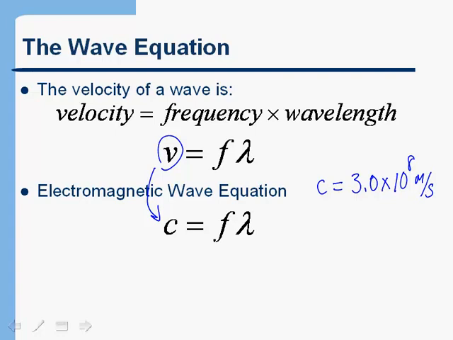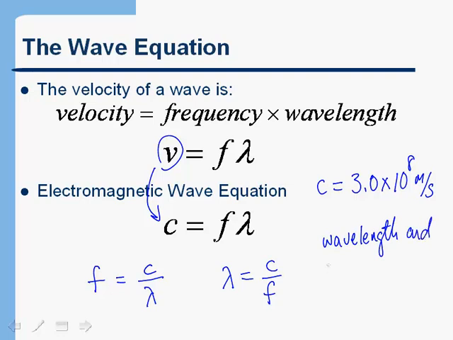One of the interesting things about that is that because c is constant, we could solve this for f. For example, the frequency would be equal to the speed of light divided by the wavelength, or we could solve it for the wavelength. The wavelength would be equal to the speed of light divided by the frequency. And what you'll notice is that the wavelength and the frequency are inversely related. Okay, so they're inversely proportional.